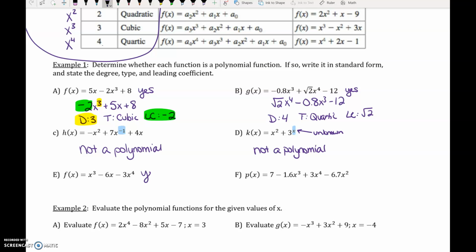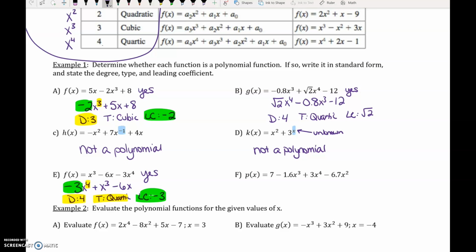E, definitely yes, that is a polynomial. Standard form would be negative 3x to the fourth first, then x to the third minus 6x. The degree is 4. The type is quartic. And the leading coefficient is negative 3. Once again, the degree is the largest exponent, and that also relates to the type. The leading coefficient is the number in front of the term with the largest exponent.